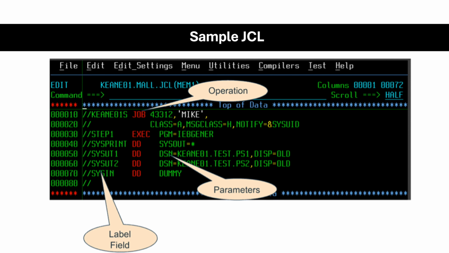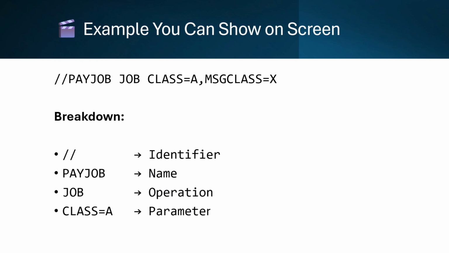Example job statement. Here's a simple example. Code: //PAYJOB JOB CLASS=A, MSGCLASS=X. Breakdown: // is the identifier, PAYJOB is the name, JOB is the operation, CLASS=A is the parameter.